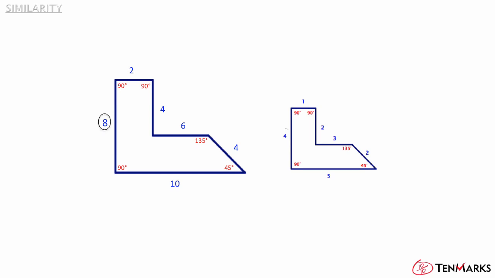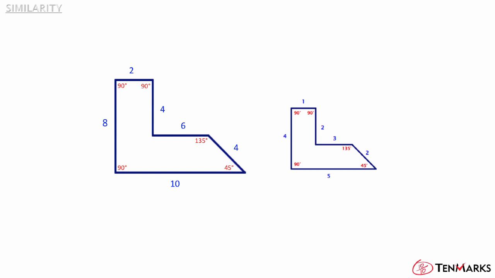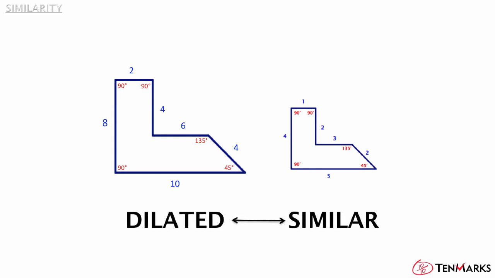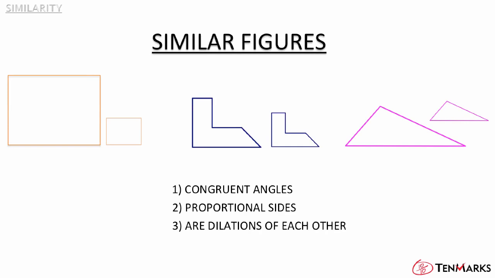The side lengths are, however, proportional, with a ratio of 1/2. This is called the scale factor, which is the ratio of any two corresponding lengths. The scale factor is the same for all corresponding sides of similar figures. Are the figures dilations of each other? Look closely. They are. In fact, a dilated figure is always similar to the original, and similar figures are always dilations of each other. Similar figures have congruent angles, proportional sides, and are dilations of each other.